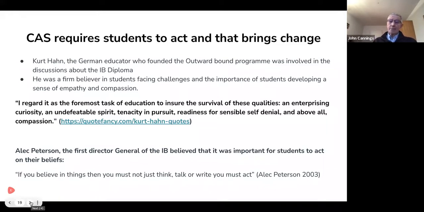And Alec Peterson, who was the first Director General of the IB, believed also that it was very important for students to act in their beliefs. And I think he was very much influenced by Kurt Hahn. And he said, quote, "If you believe in things, then you must not just think, talk, or write, you must act."